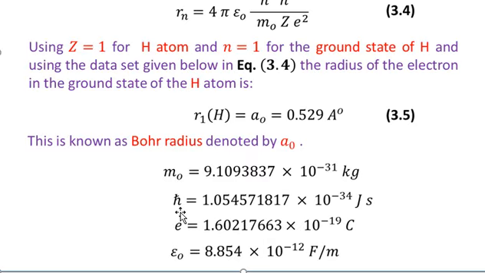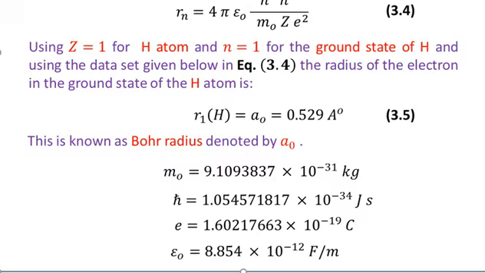Reduced Planck's constant h bar is equal to 1.054571817 times 10 to the power minus 34 joule second. The electronic charge is equal to 1.60217663 times 10 to the power minus 19 coulomb, and epsilon naught is equal to 8.854 times 10 to the power minus 12 farad per meter.